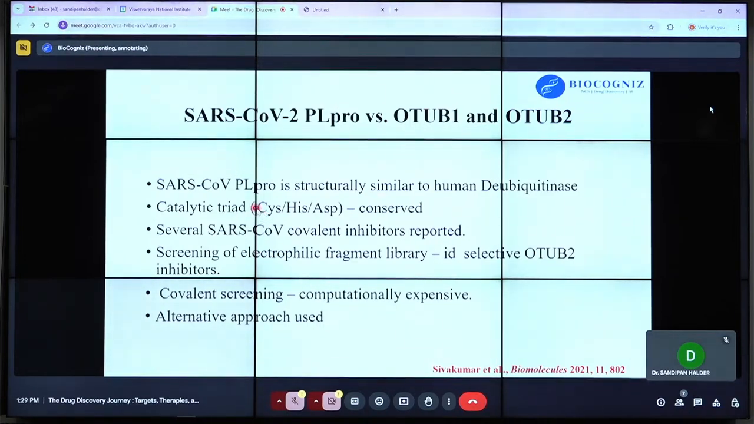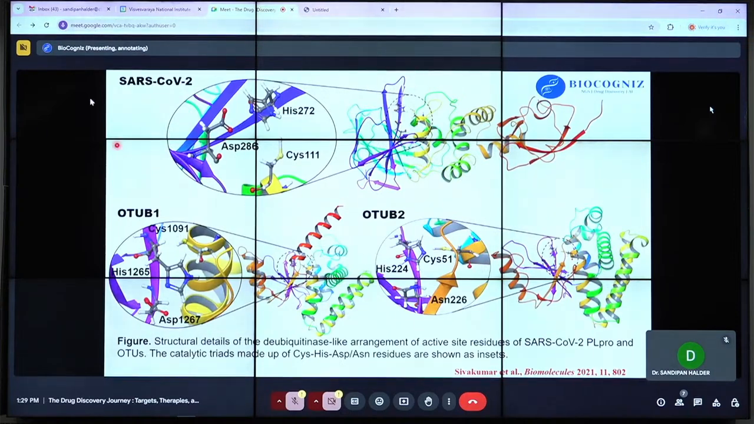Previously, for the earlier strain, covalent inhibitors were available, but designing a covalent inhibitor has its own challenges. So what we did is compare the viral protein of SARS-CoV-2 with OTB1 and OTB2, again with catalytic site analysis. What we found is that the host and the virus have a very similar architecture. Both are similar.